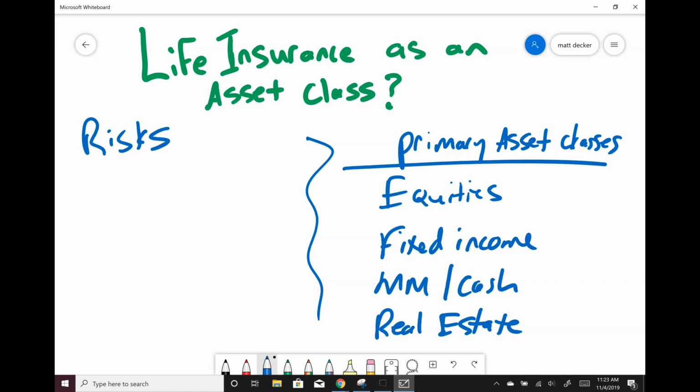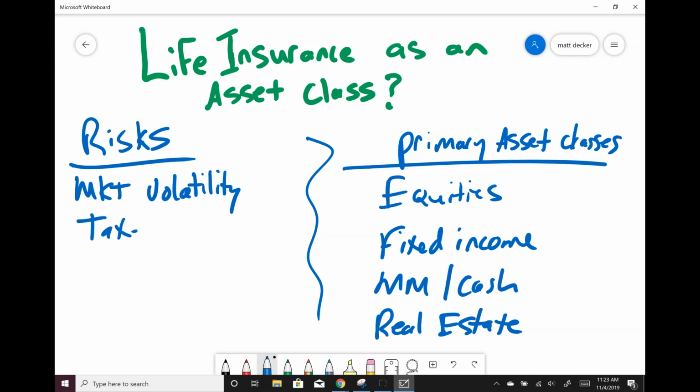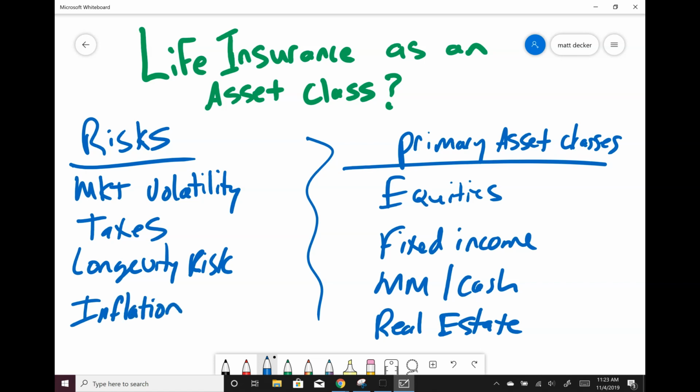So let's also talk about the risks associated with some or all of these asset classes. The first risk we have to balance out when we're talking about retirement planning and where your money is, number one, is market volatility. We've also got taxes, and longevity risk, which would be living too long, or outliving your money. And then the last one we'll put on here is inflation. So here are your typical risks associated with the primary asset classes that you're probably used to.